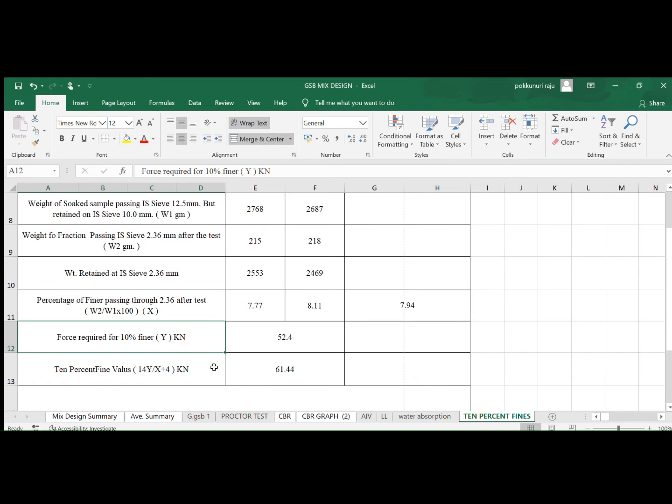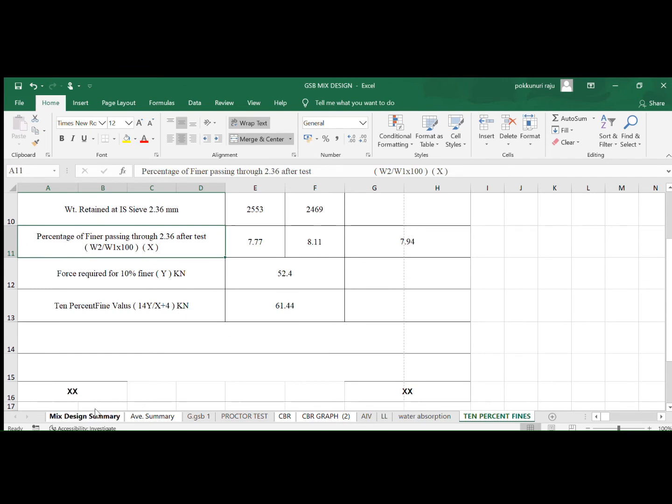Now the force required for 10% fines is 52.4, and the 10% fines value is nothing but 14y divided by (x plus 4), where y is the force required for 10% fines and x is the percentage of fines passing through the 2.36 IS sieve test.